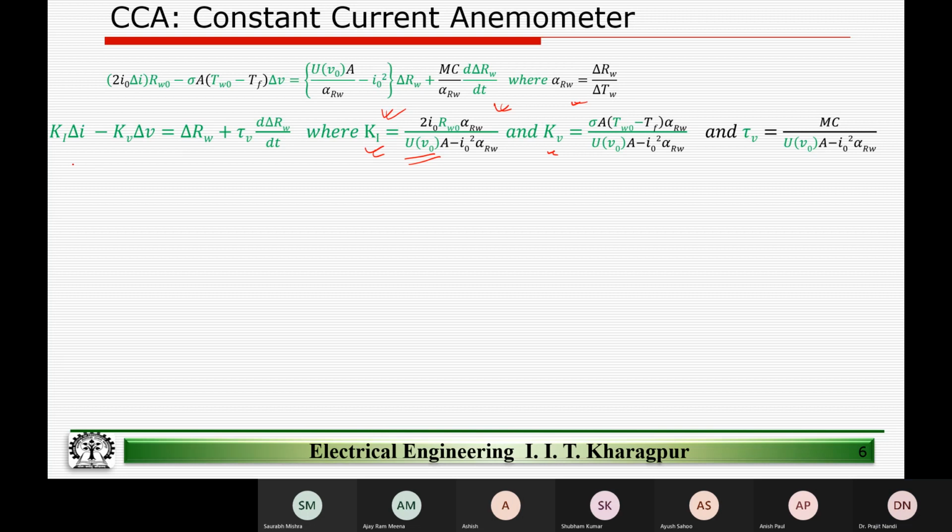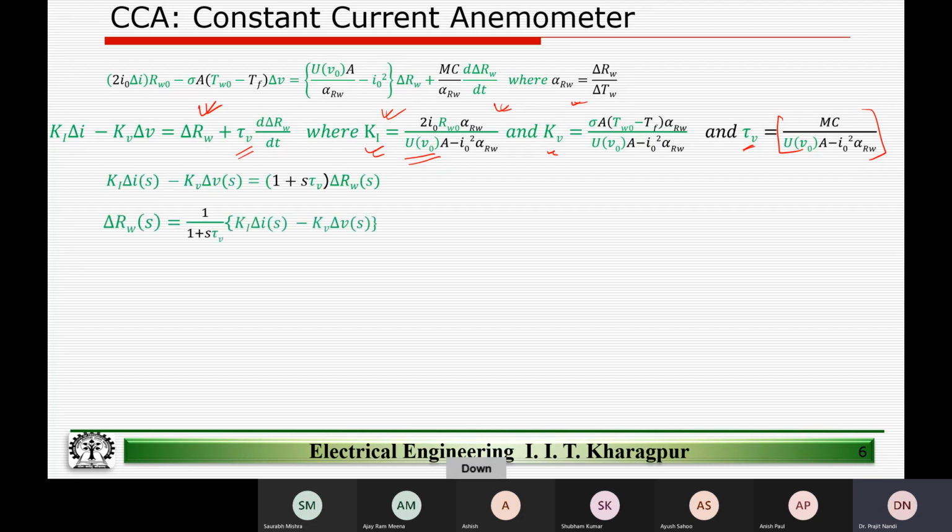And what do we see? That the resistor is going to change with a time constant tau v. And what is tau v? I've written tau v because the tau is a function of the velocity of the fluid, right? So if I take Laplace on both sides, I see that delta Rw, the resistance. See, we are good at dealing with resistances and capacitances, right?